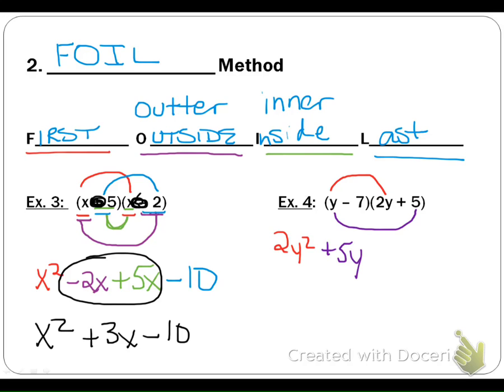Then you're ready for your inside. There's the inside, our nose. Negative 7 and positive 2y is negative 14y. And then we're ready for our last. The last two terms. There's the other eyebrow. Negative 7 times 5 is negative 35.